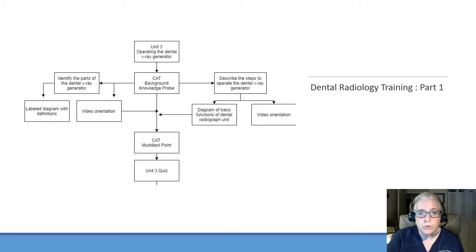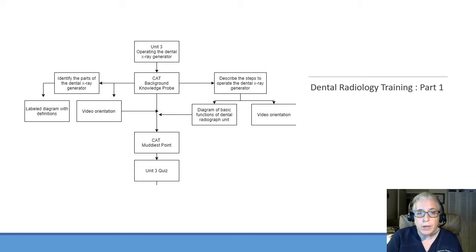The first phase of the training is named Dental Radiology Training Part 1. This is the online portion. The online course will be completed by the participant before the face-to-face training session. This course covers prerequisite knowledge needed to begin taking dental x-rays. Topics in the online course include oral anatomy, working with the dental chart, operating dental x-ray equipment, and dental x-ray safety. The diagram shows an example of the layout of one of the units.